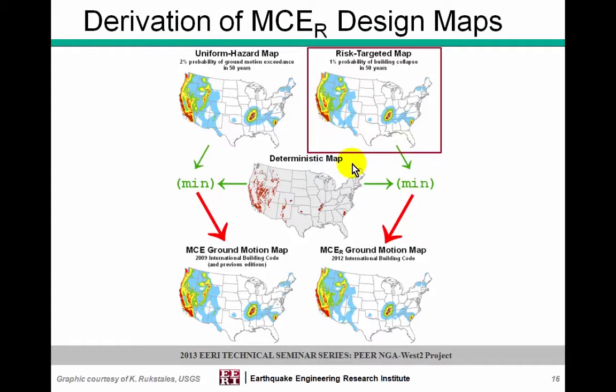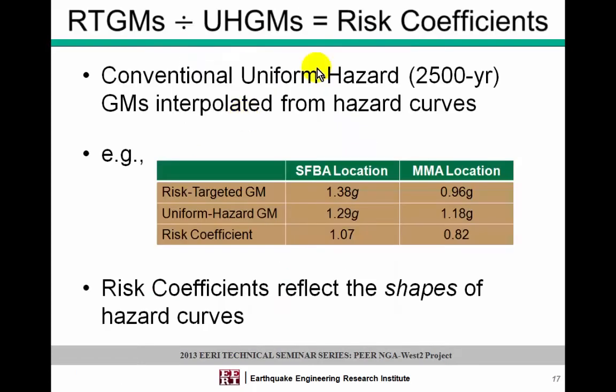All right. And one thing people immediately will ask is, well, how does that compare with what we used to do, using uniform hazard ground motions, 2% in 50-year ground motions? So something was defined called the risk coefficient, which is just the ratio of the risk-targeted ground motion divided by the uniform hazard ground motion. All right? And again, remember, the uniform hazard ground motion is just what gets interpolated off of the hazard curves at one point. All right? So for these two locations, San Francisco, risk targeted, we ended up at 1.4. We started with a uniform hazard ground motion of 1.3, and the risk coefficient is 1.07.